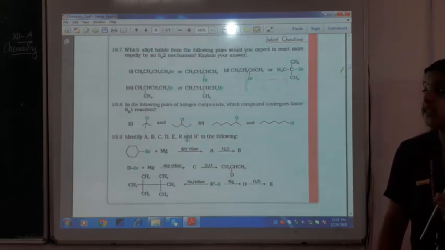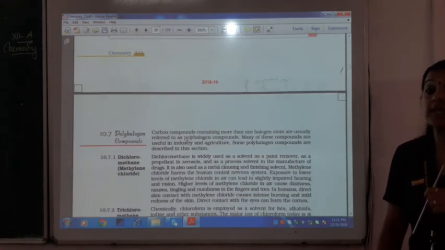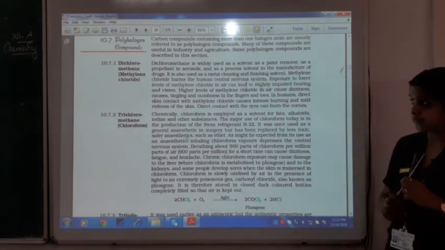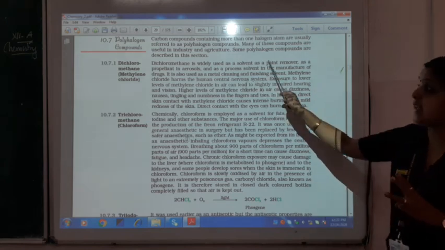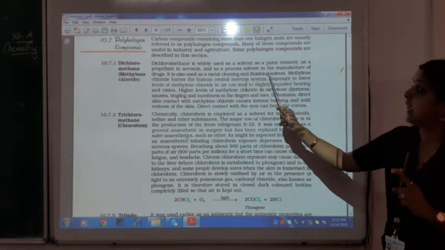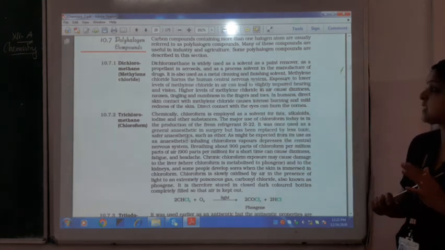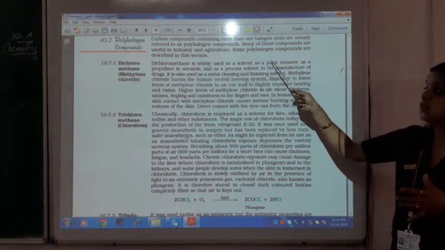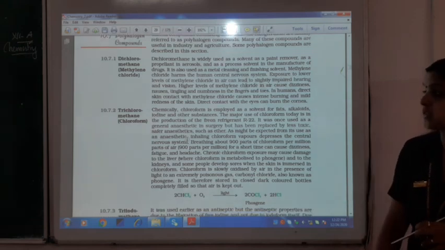Now we will get into some of the polyhalogen compounds, which will come as 1 mark questions for you. Dichloromethane, trichloromethane. Where are they used? Dichloromethane is used as a propellant in aerosols. Methylene chloride harms the human central nervous system and is highly poisonous. In humans, direct skin contact with methylene chloride causes intense burning. So you just have to give a reading to some of these polyhalogen compounds.